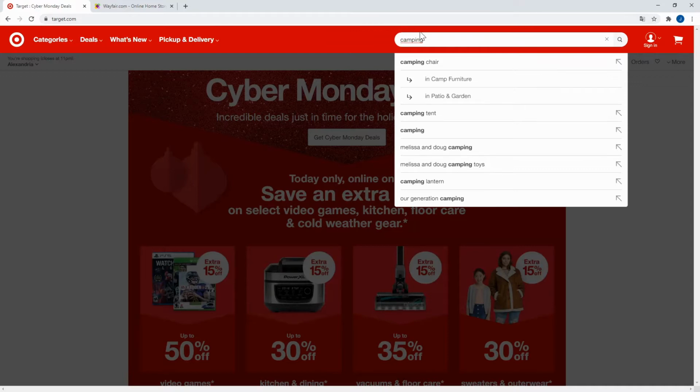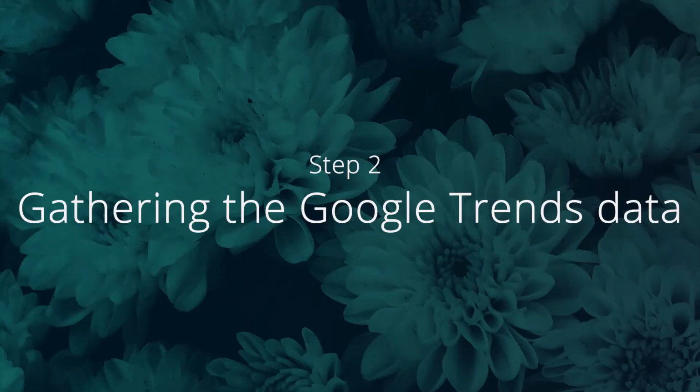I'm primarily interested in purchase behavior, so I have built the keyword set based on the search recommendations large online retailers provide. Just as an example, if you search for camping on target.com or wayfair.com, camping chair, camping lantern, or camping tent are some of the recommendations. Just to give you a feeling for the amount of data we're talking about, the current keyword set contains around 24 million search queries.